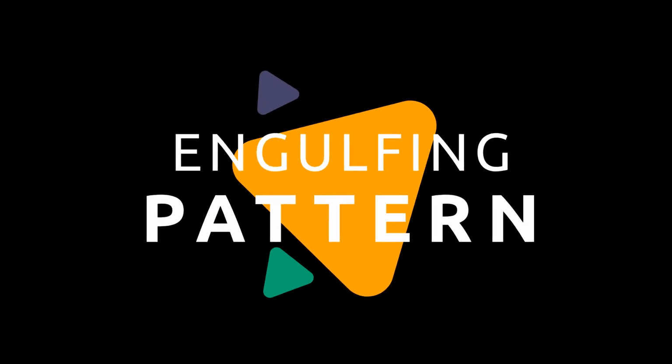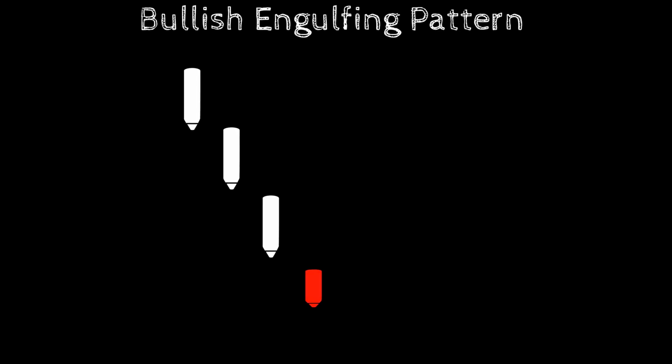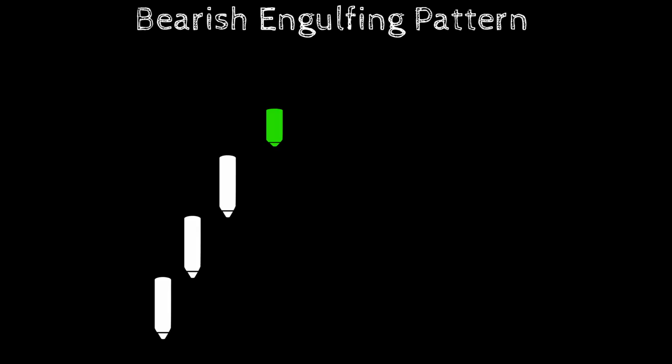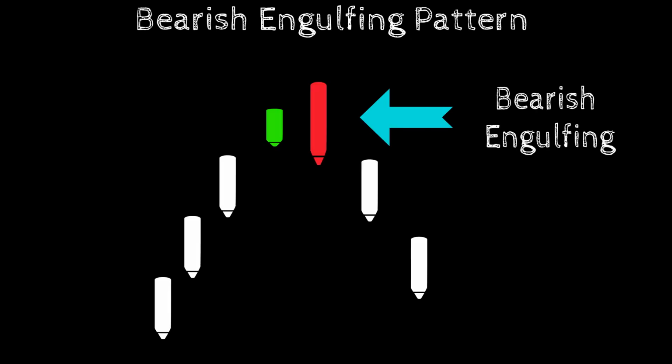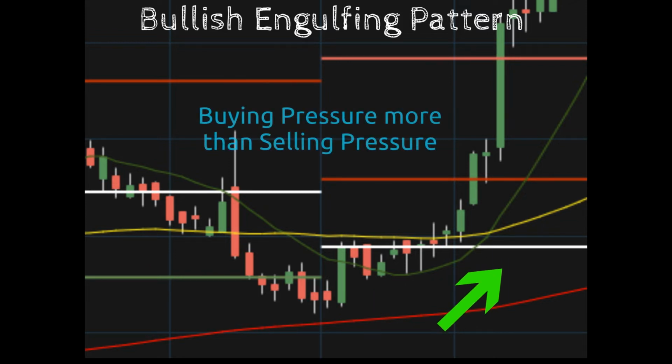The engulfing pattern is a major reversal signal formed by two candlesticks with opposite color real bodies. There are two types of engulfing patterns, named bullish engulfing pattern and bearish engulfing pattern. A bullish engulfing pattern can be seen when the market is in a downward trend. In this, a green bullish real body engulfs the previous period's red real body. This indicates that buying pressure is now more than the selling pressure.